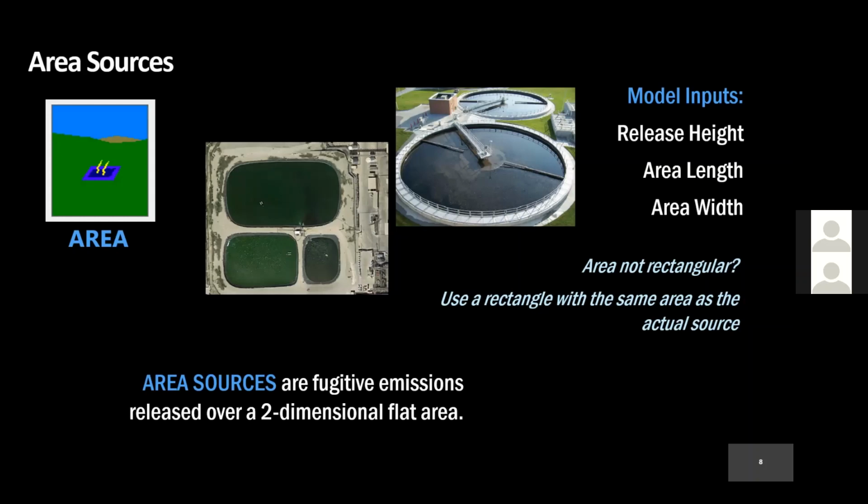And so SCREEN3 automatically assumes that your area is a rectangle and it has a specific length and a specific width. Now, it's possible that your area isn't a rectangle at all. It could be circular, it could be a weirdly shaped polygon or something. If you have an area source that is not a rectangle, you have to figure out the area of whatever your area source is, and then back out a length and a width for a rectangle that has the same area. That'll be like an effective square or an effective rectangle with the same area. And then you'll have a length and a width that you can use to put into SCREEN3.